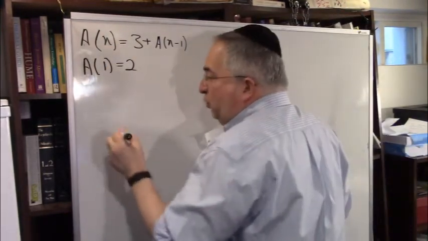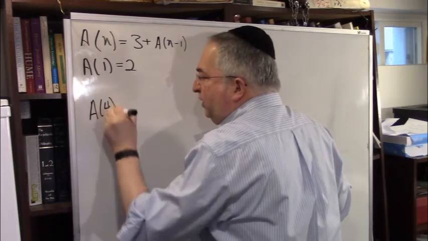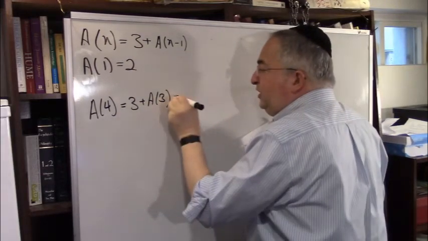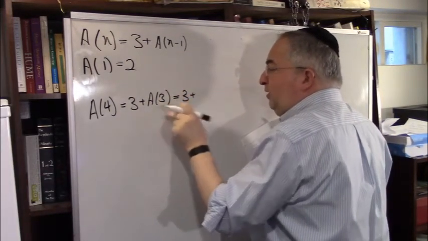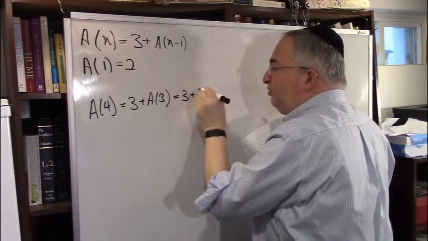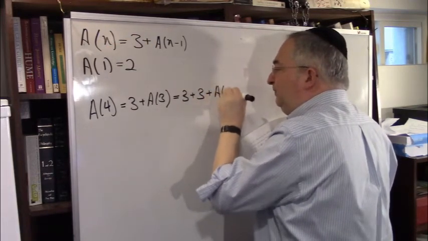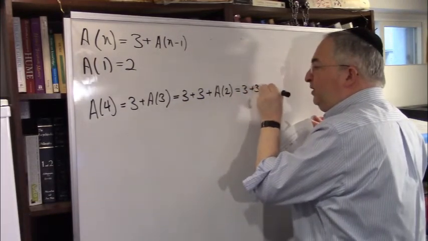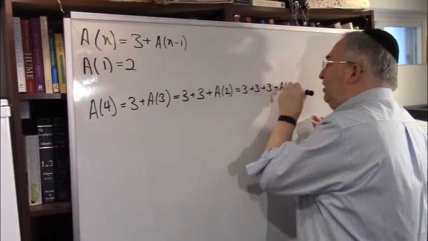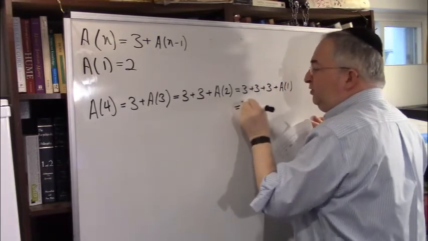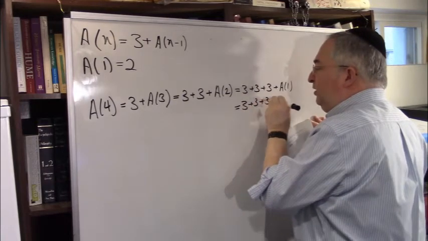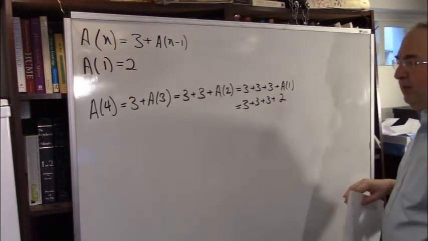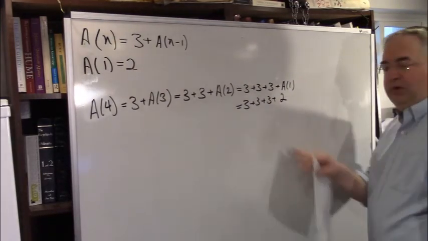Let's just do a warm-up exercise. A of 4 is equal to 3 plus A of 3, which is equal to 3 plus, what's A of 3? Plug in 3 here, you get 3 plus A of 2, which is equal to 3 plus 3 plus 3 plus A of 1. What's A of 1? A of 1 is equal to 2. So this is equal to 3 plus 3 plus 3 plus 2. That's your warm-up exercise, and that's equal to some number, 11 or something like that.